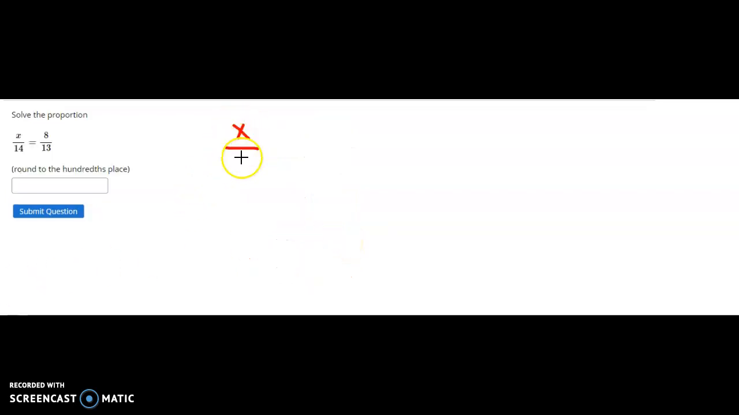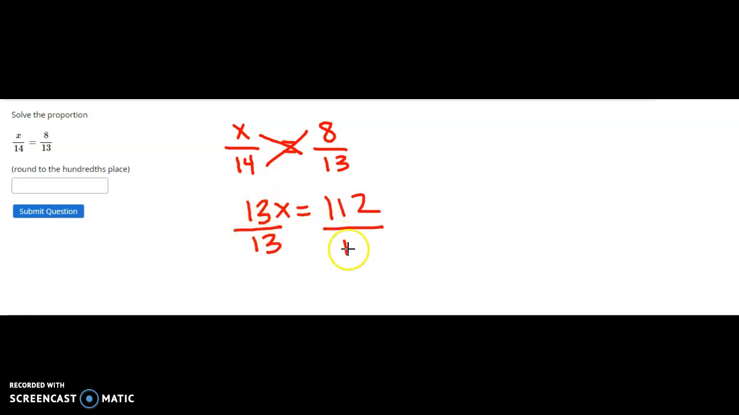Okay, here we have x over 14 equals 8 over 13. So again, we have a proportion. How do we solve? Well, we're just going to cross multiply. Every time you have a fraction equal to a fraction, you know that's a proportion. So we get 13x equals 8 times 14, which gives us 112. We want to solve for x, so we divide by 13 on both sides.